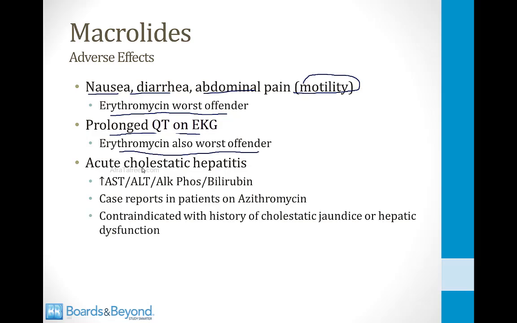And then finally, these drugs can potentially, in rare cases, cause acute hepatitis. It's described as acute cholestatic hepatitis because the alk phos tends to be elevated out of proportion to the AST and ALT, and then the bilirubin can also get elevated. There are case reports on this occurring with azithromycin, and for this reason, these drugs are contraindicated in people who have a history of cholestatic jaundice or other hepatic dysfunction.